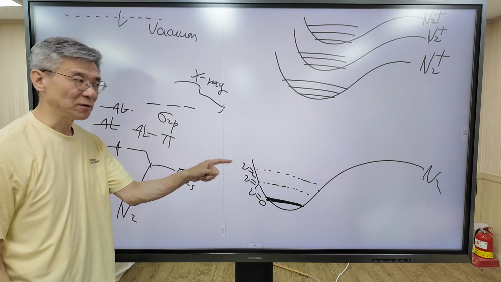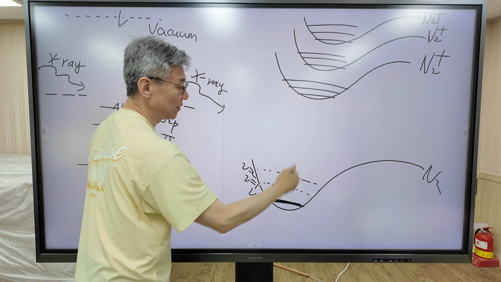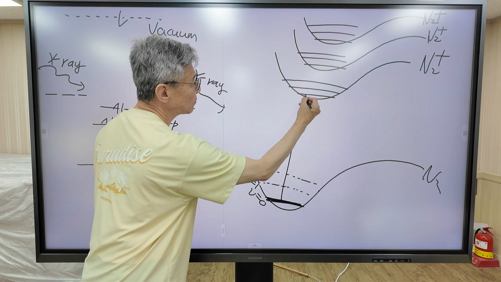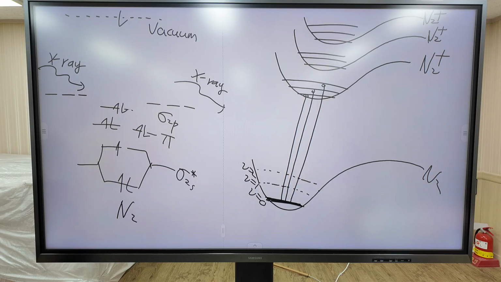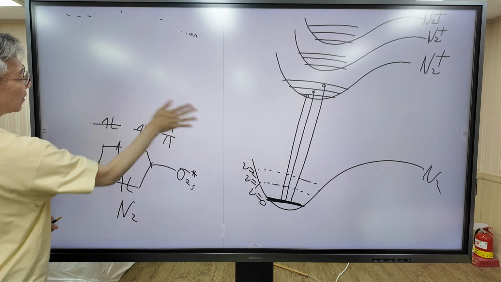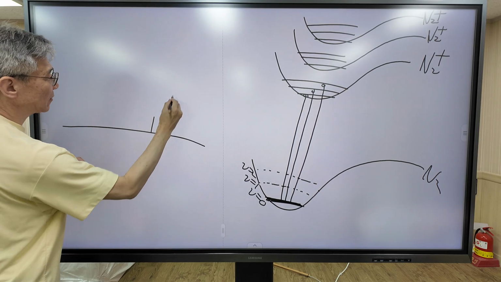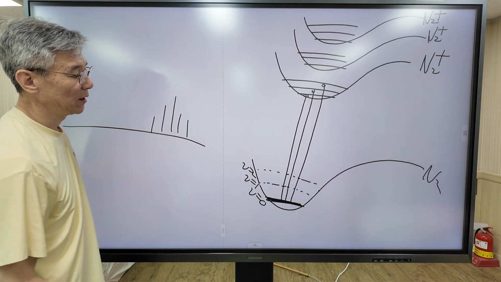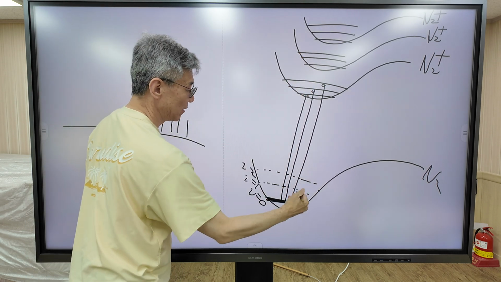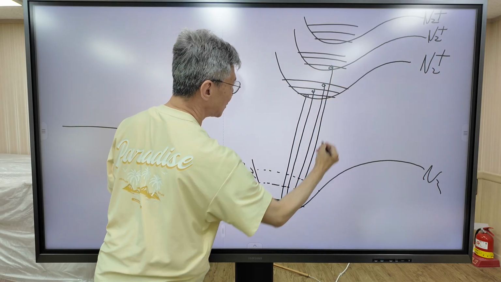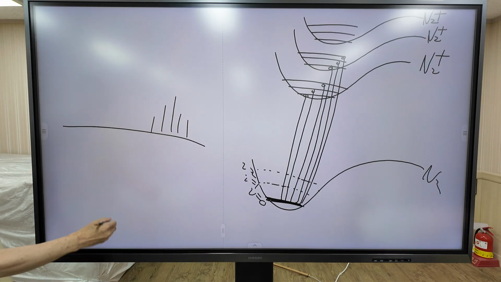So the molecule in the V equals 0 state makes a transition to this potential energy curve with different vibrational levels. The molecule can make a transition to this vibrational level, to this one, and to this one. The peaks due to these transitions form a series of peaks. Similarly, an electron can make a transition to this potential energy curve with a different vibrational level, to this transition and this transition. So we have another series of peaks.